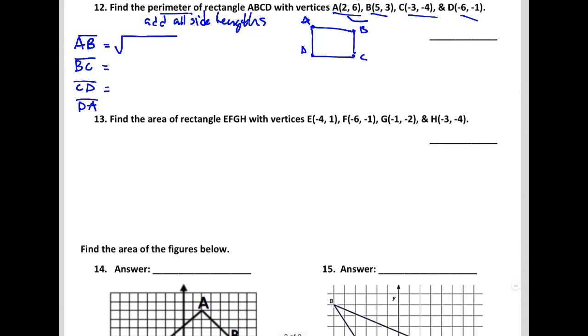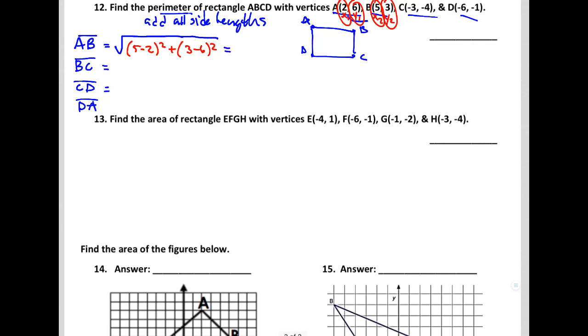So remember the square root. So for AB, we have x2 minus x1, so we should probably label for doing AB. This is our x1 right now, our y1, x2, our y2. So we have x2 minus x1, which is our x2 is 5, minus our x1, which is 2. So 5 minus 2 squared, plus now our y values. So y2 minus y1, which is 3 minus 6 squared. We gotta make sure our square root goes over the entire thing.